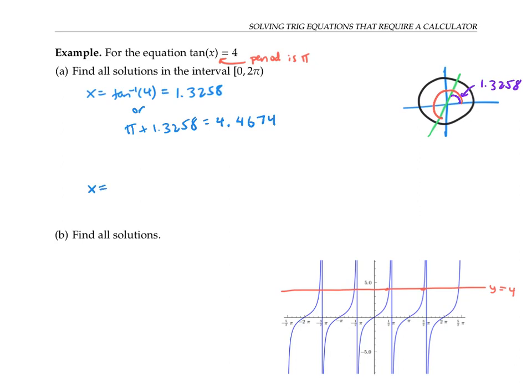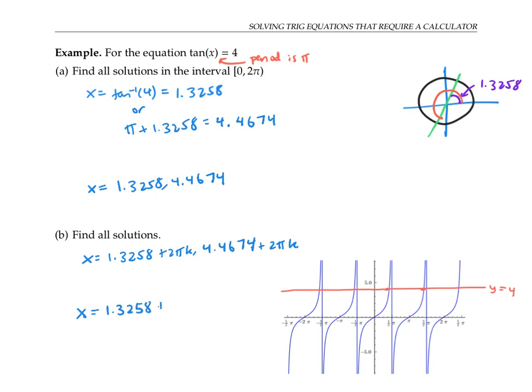This gives us our answer for the interval 0 to 2 pi, and we can add multiples of 2 pi to get all other solutions. Or, if we want to be more efficient, we can just write the first solution plus multiples of pi instead of 2 pi. Because these two solutions differ by exactly pi, taking the first solution and then adding multiples of pi will capture all solutions corresponding to both of these principal solutions.